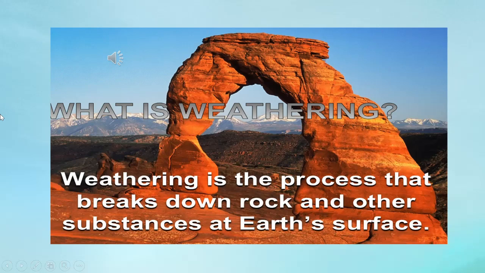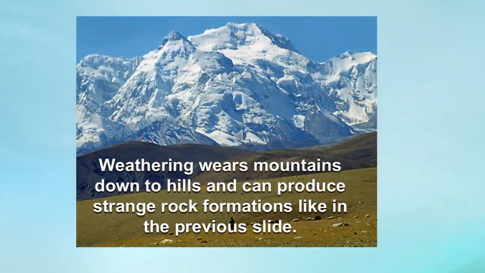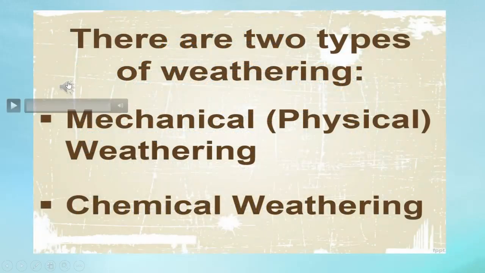What is weathering? Weathering is a process that breaks down rocks and other substances at Earth's surface. Weathering wears mountains down to hills and can produce strange rock formations like in the previous slide. There are two types of weathering: mechanical or physical weathering and chemical weathering.